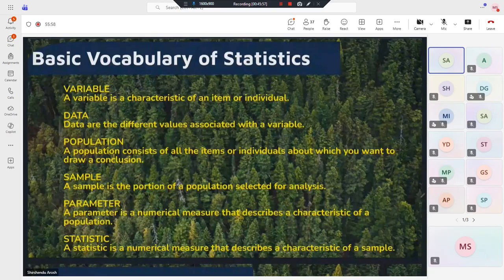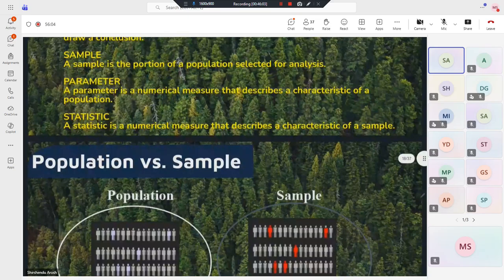I was talking about population being a huge number. Even from that huge number, if you find out a few people randomly and find out the statistic around that, from the statistic you can actually find out the parameter for the population. Okay.